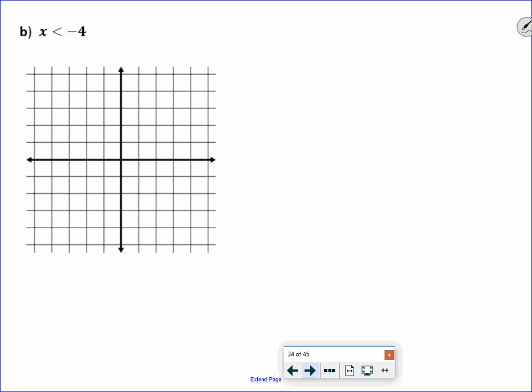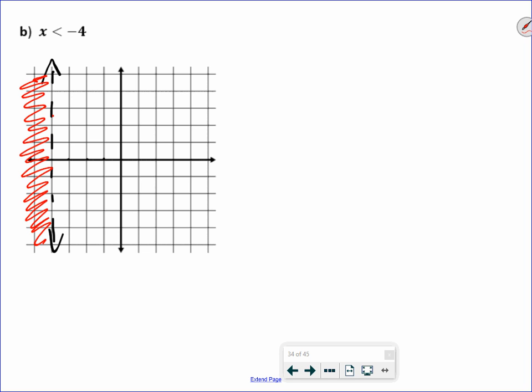So once again, if we are graphing x equals -4, we would graph that line. However, this is not less than or equal to, it's just less than, so I really need this to be a dotted line. The dotted line means it's a boundary, but it's not part of the solution. And x is less than. So if you go this way, x's are getting bigger. So if we go this way, x's are getting smaller.